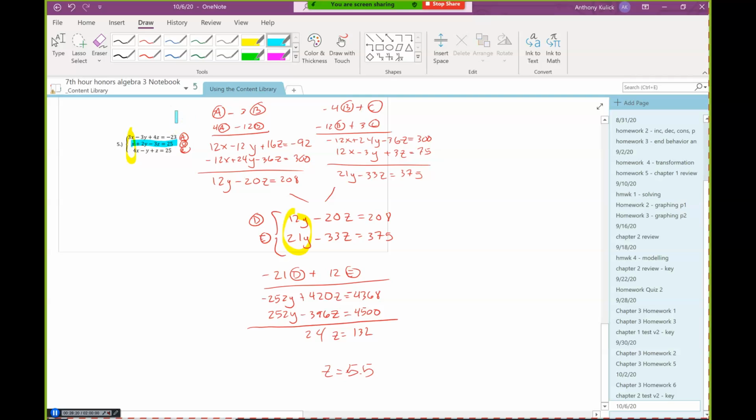So there's my equation for B. When I multiplied it by negative 12, that should be negative 24. That should be positive 36. And that should be negative 300. Right? Oh, and it had to be the one that I used in both of them, right?